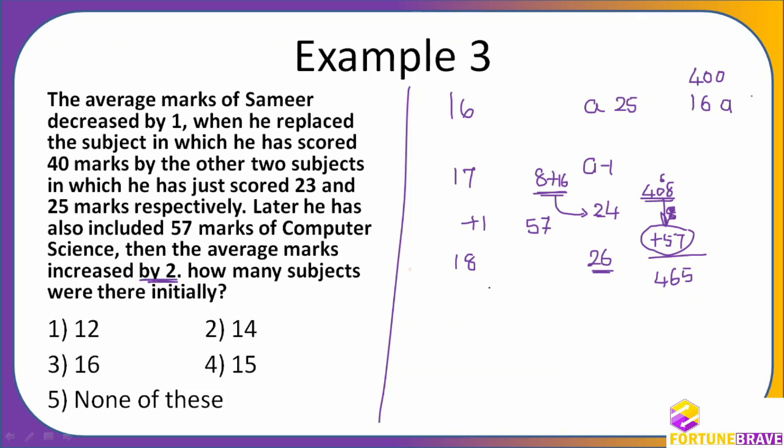So 18 into 26 is how much? 18 into 5 is 90, plus 90 is 180, sorry, 18 into 6 is 108. And then 18 into 2s are 36, and 36 plus 90... so you can see it is 468. It is not 465. So there is something wrong. Both are not equal, so this is wrong.